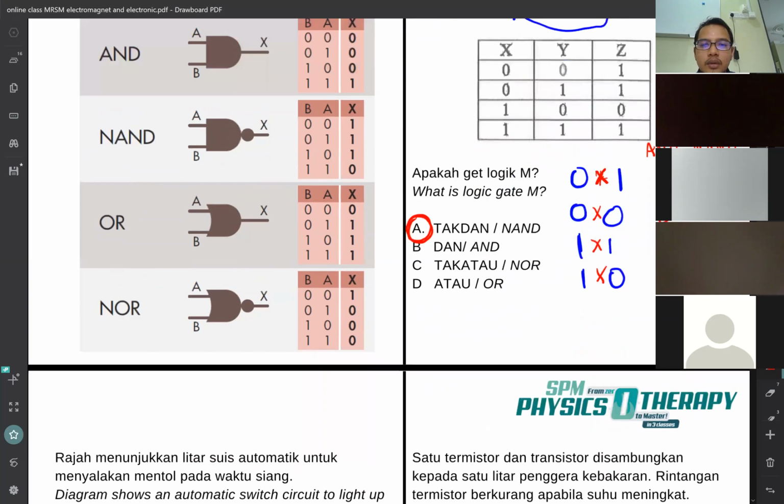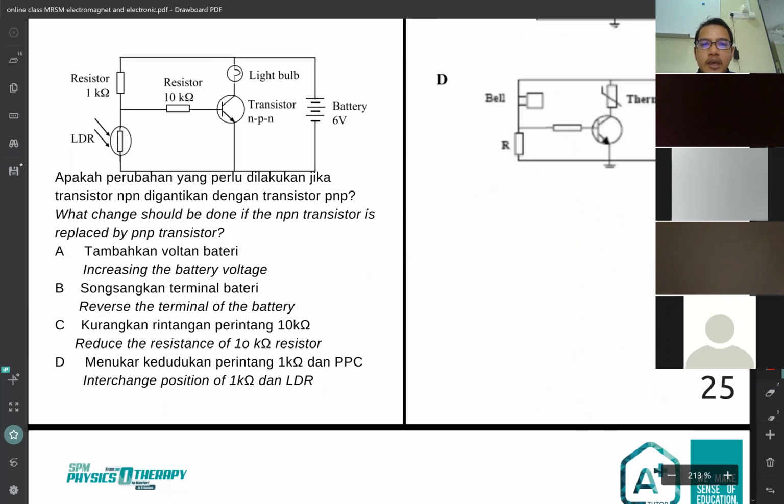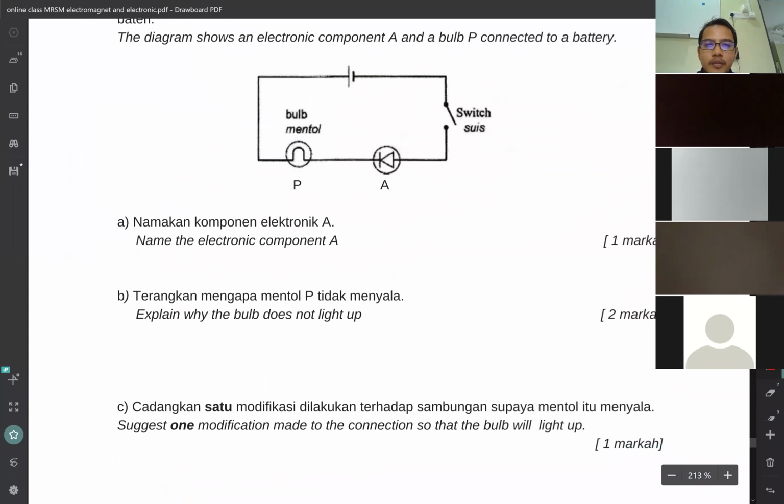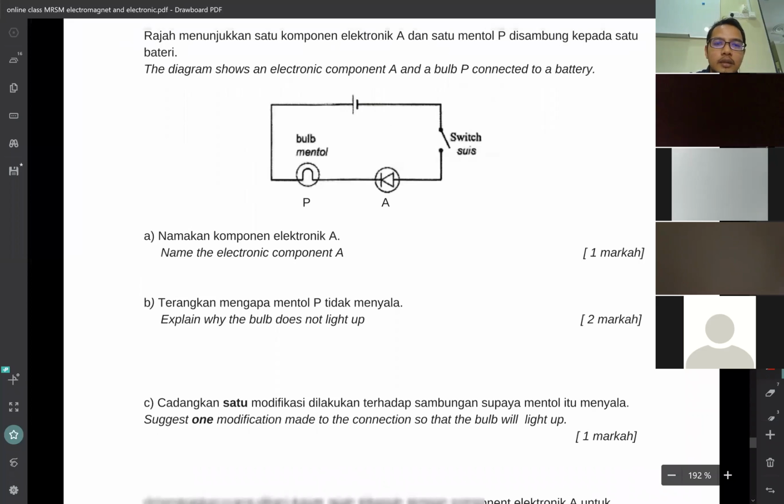Okay, in paper 2, we have a question of this one. In paper 2, I give you already. But basically, this is the same question as we answer in paper 1, almost the same. So first, name the electronic component of A. What is the electronic component of A? What is A? Okay, what is A?